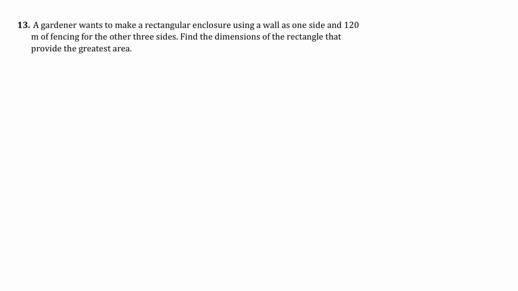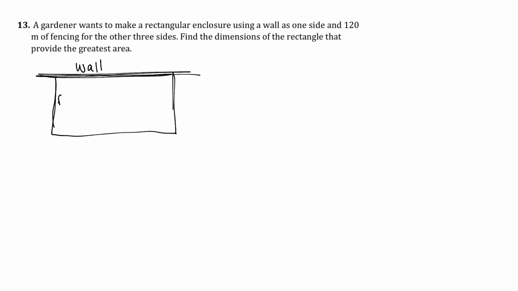All right. Number 13, a gardener wants to make a rectangular enclosure using a wall as one side and 120 meters of fencing for the other 3 sides. Find the dimensions of the rectangle that provide the greatest area. So here's kind of what we have going on. This is a wall. And then we want to use the wall to make a fence. So all of these sides right here, there's 3 sides that are made of fence. And we have 120 meters of fencing.